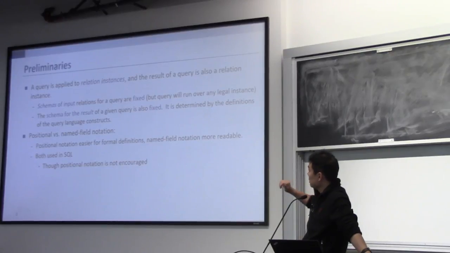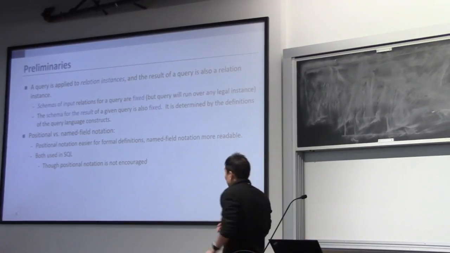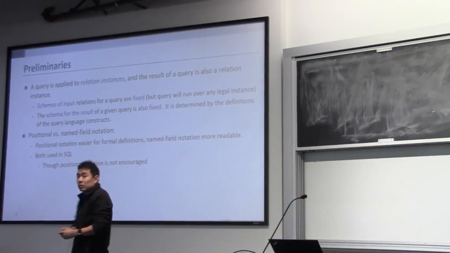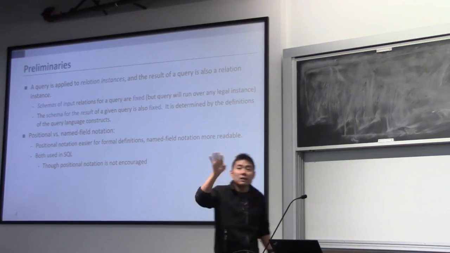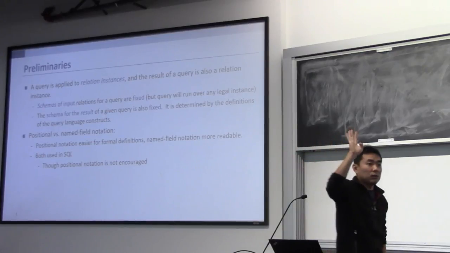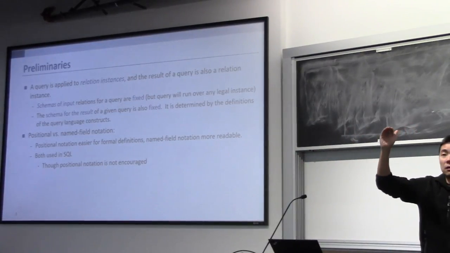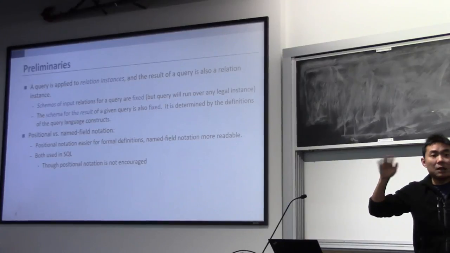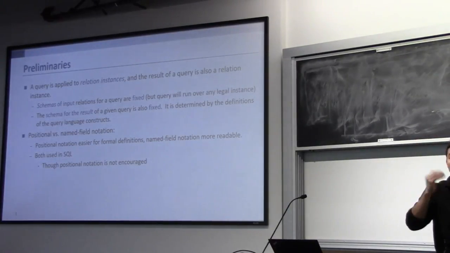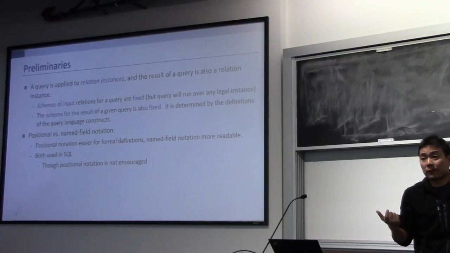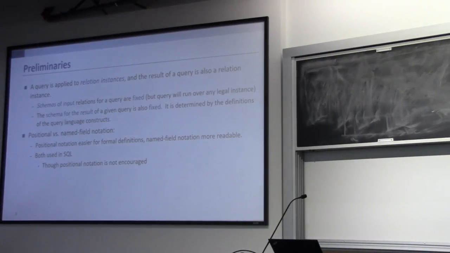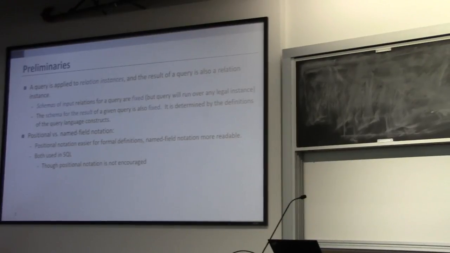One is called the positional reference, the other is called the name field notation. So what does that mean? Let's imagine we have a student schema that has four attributes: student ID, name, login, and age. The name field notation is easy, right? You say student.name, that refers to the name attribute from the student schema. The positional reference refers to the method that you refer to a particular attribute from a schema using its position information. For example, the second attribute of a student schema is name.